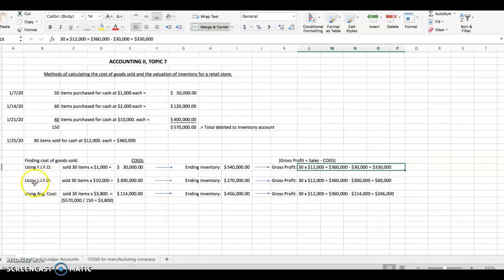Now, if we use LIFO for the same scenario, last in, first out, it means that those items that we sold, we sold these items on the 25th of the month. We sold 30 items, and if we use last in, we look at the last purchase, and those items were $10,000 each. So the cost of goods sold would be the 30 items that we sold times the amount that they cost us. And in that scenario, because we're using last in, we use the $10,000, adding up to $300,000.